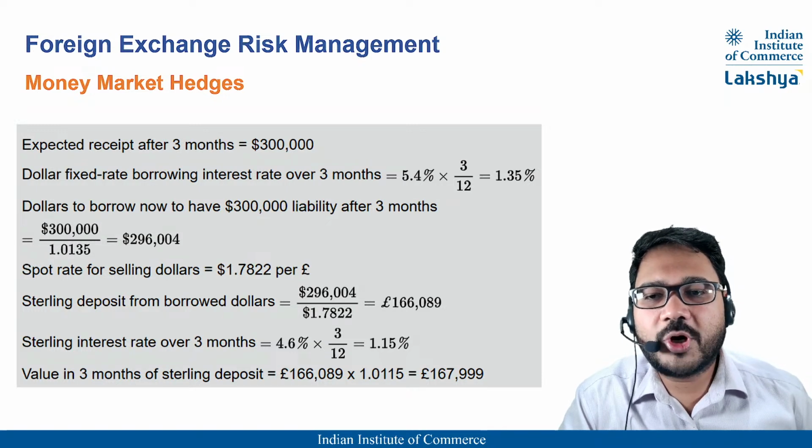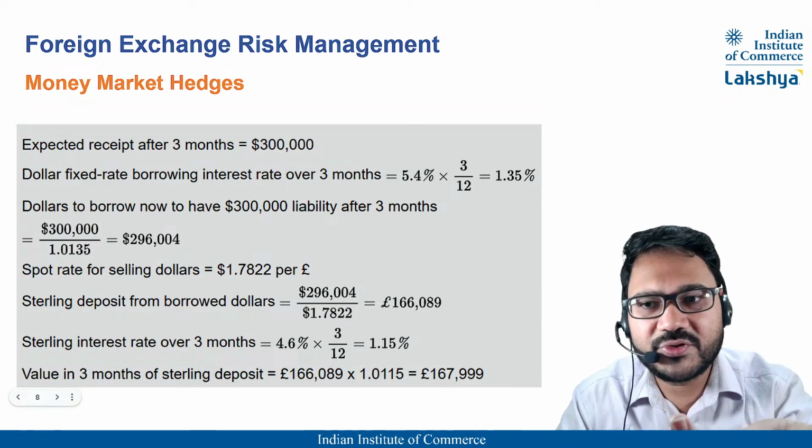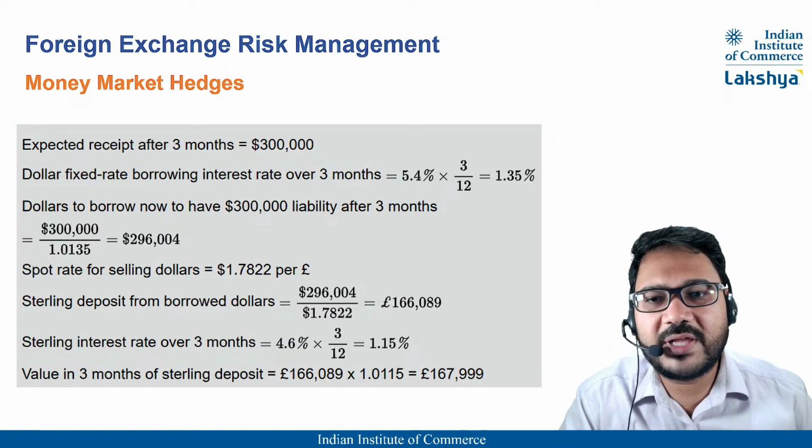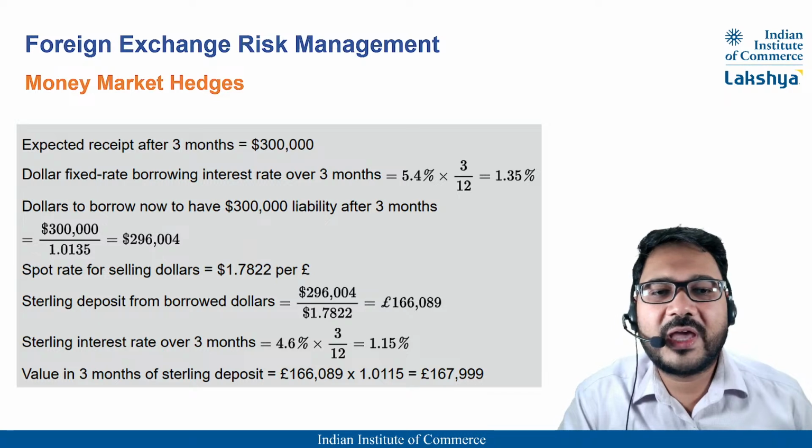So dollars to borrow now have a $300,000 liability after 3 months. So $300,000 divided by 1 plus R. Okay, it's kind of like you are discounting. You already have the future value. In the future, the value should be $300,000. What is the present value? You have the interest rate.